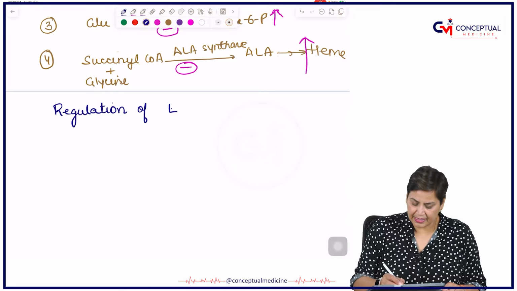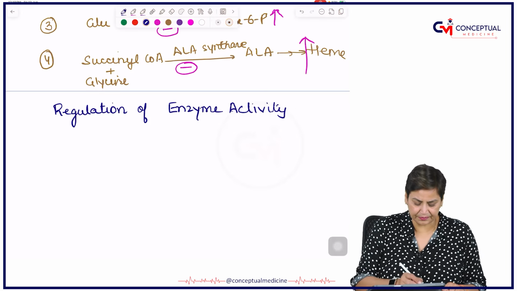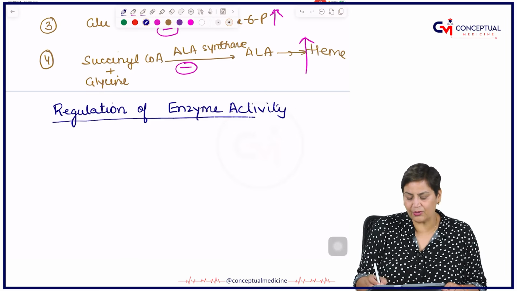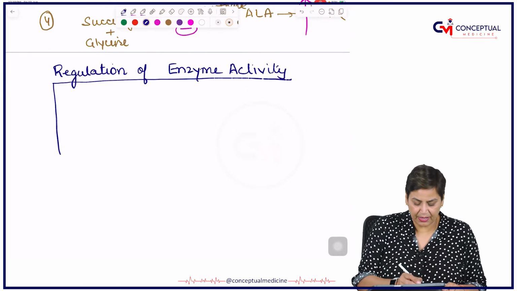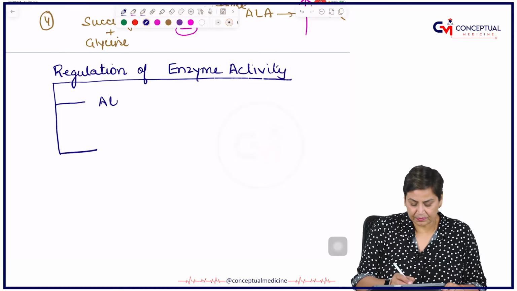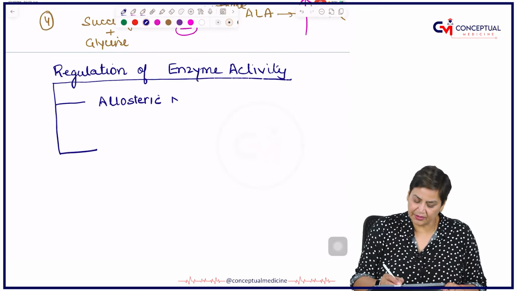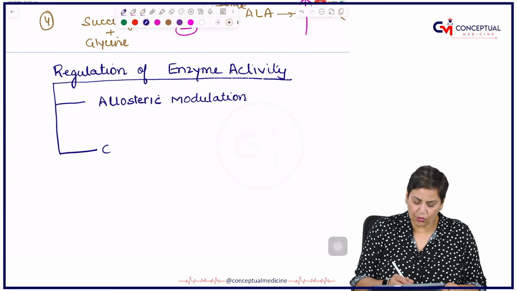Now there are so many ways by which we can regulate enzyme activity, but we will concentrate mainly on two parameters. One is allosteric modulation, and second is covalent modification.